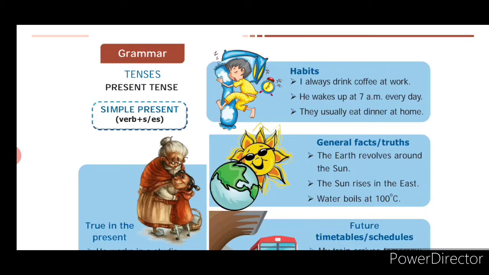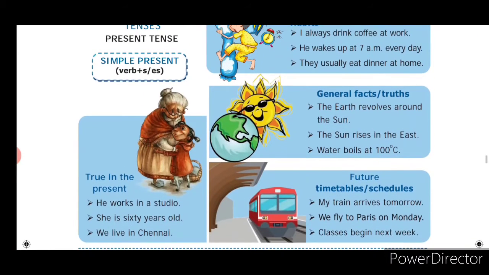So for the general truth also we will be using simple present tense. General fact: the earth revolves around the sun. The sun rises in the east. Water boils at 100 degrees. This is all general fact. We cannot change it. We cannot change the revolution of the earth.